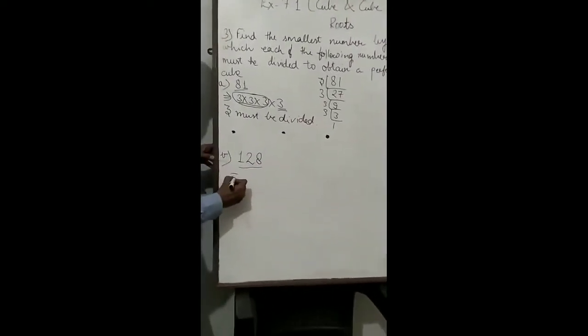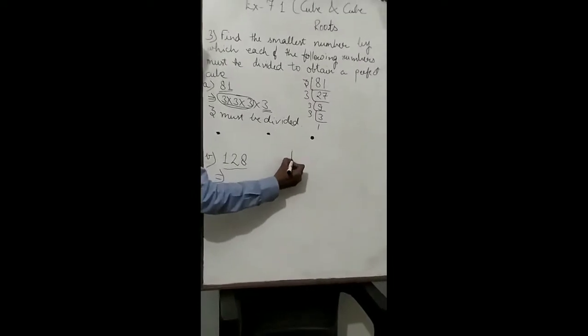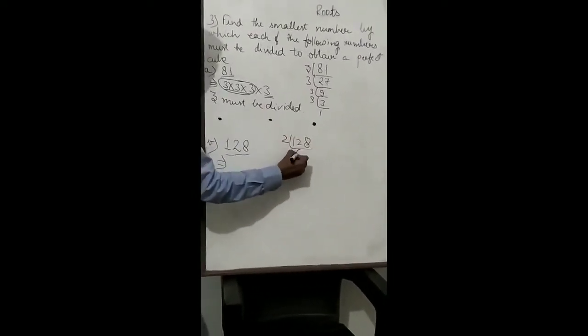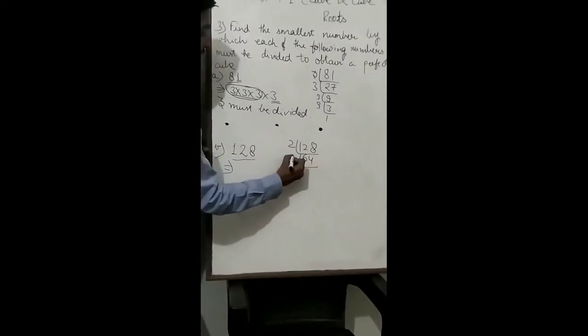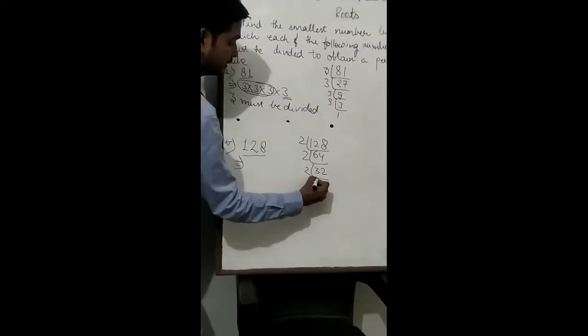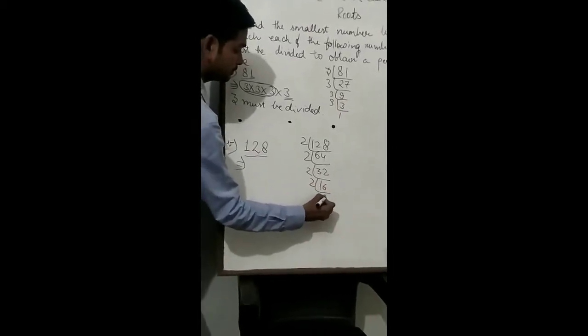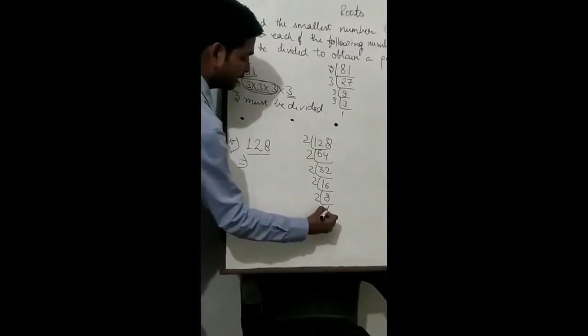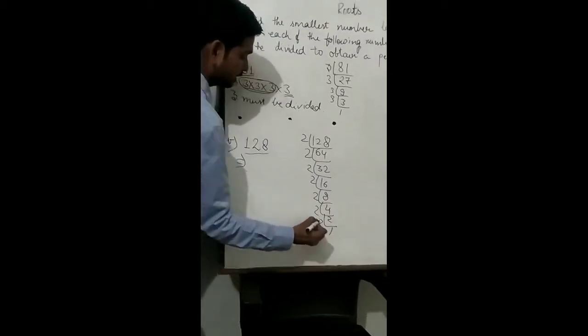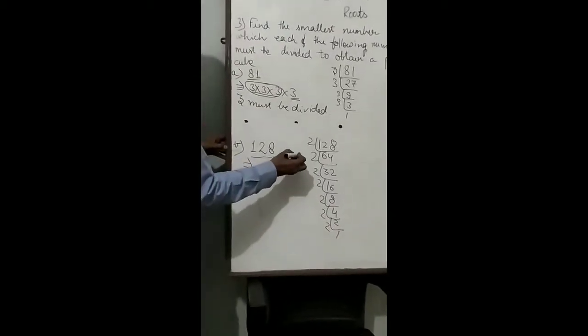Similarly students, you have to solve this one. Like 128, firstly you have to find the factors of 128. It will be divided by 2, then again by 2, then again by 2, then again by 2, then again by 2, then again by 2. Now you have to note down all the factors here.